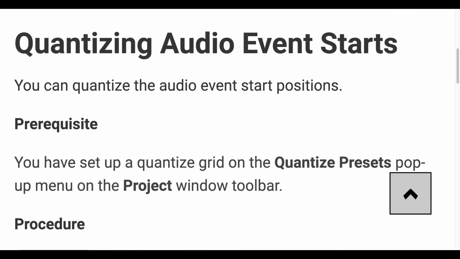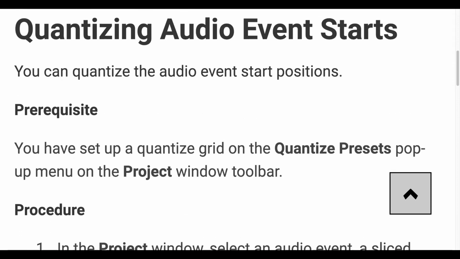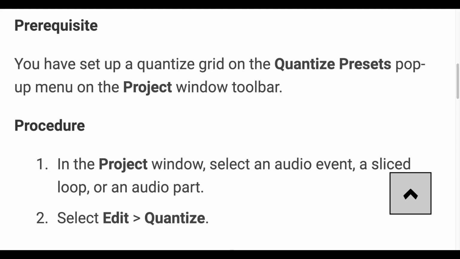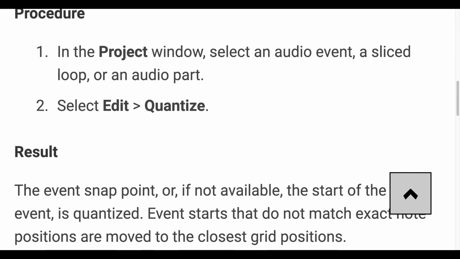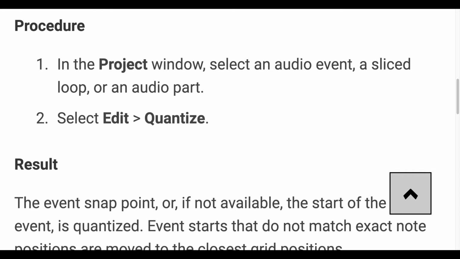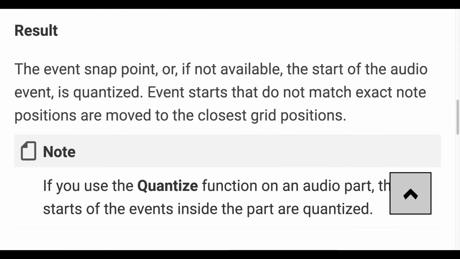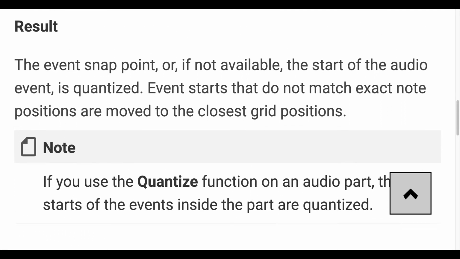Quantizing audio event starts. You can quantize the audio event start positions. Prerequisite. You have set up a quantize grid on the Quantize Presets pop-up menu on the project window toolbar. Procedure. In the project window, select an audio event, a sliced loop, or an audio part. Select Edit, Quantize. Result. The event snap point, or, if not available, the start of the audio event, is quantized.